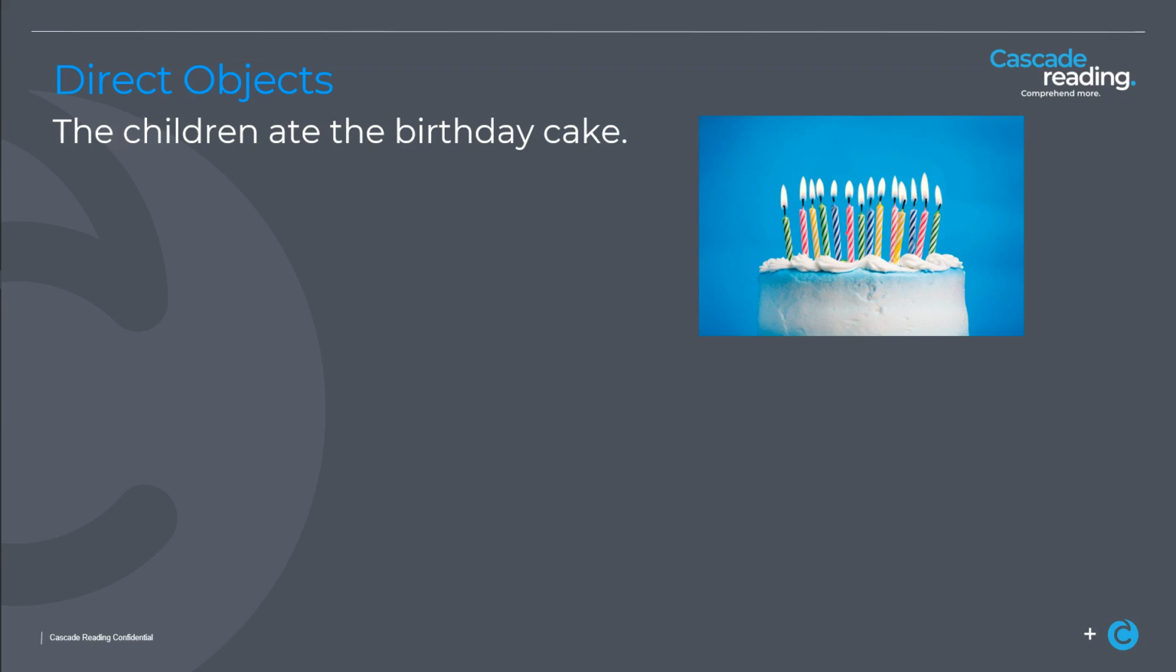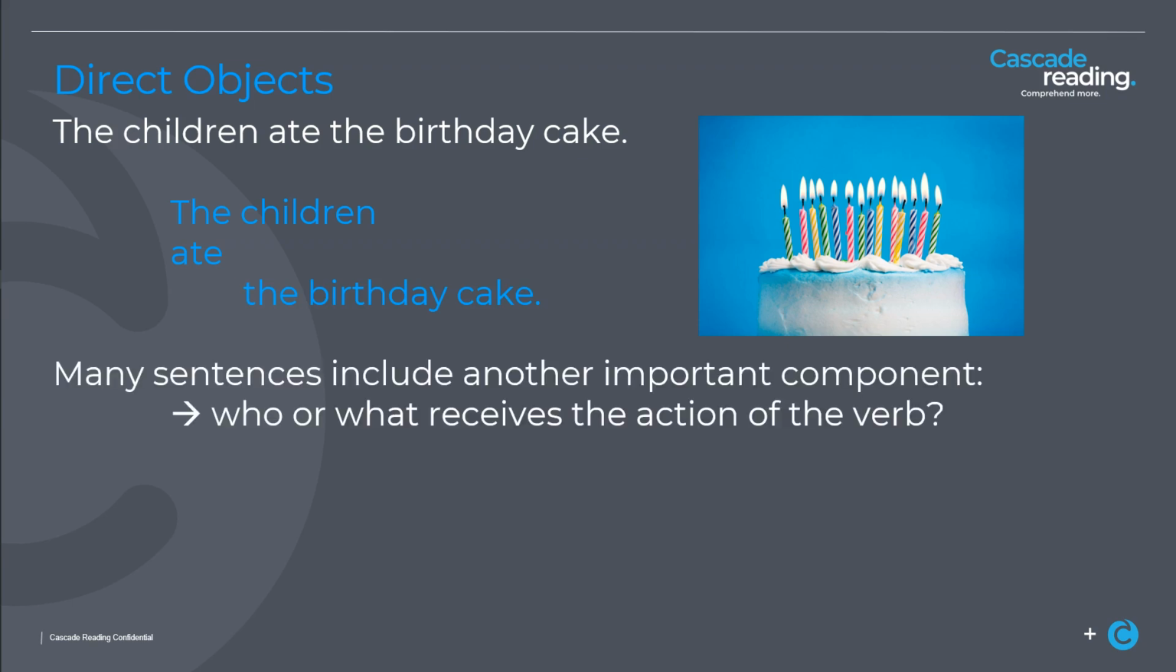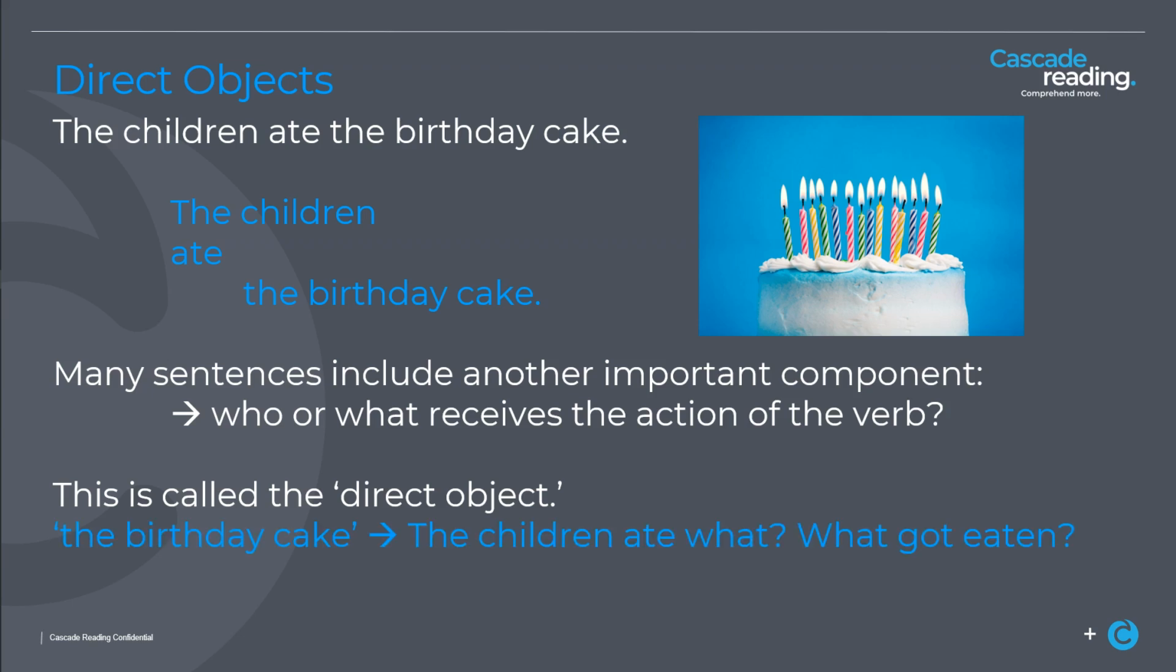Sentences can sometimes have something called direct objects. For instance, in the sentence, the children ate the birthday cake, we have the children as the subject, ate as what the children were doing, or the predicate, and then the birthday cake. So many sentences include another important component. Who or what receives the action of the verb? In this case, the verb is ate, so who or what receives the action of ate? This is called the direct object. And in this sentence, the children ate the birthday cake, the direct object is the birthday cake. It describes what the children ate or what got eaten.